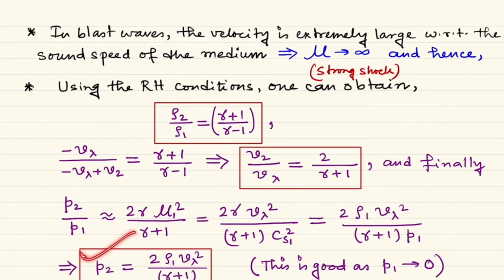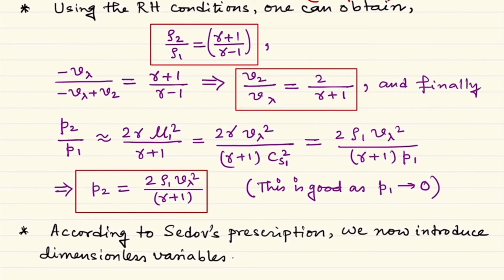So this expression finally gets rid of p1, and this is very good because p1, the pressure of the ambient medium, is negligibly small. So if that is small, then there is no concrete interest to include it. Finally we have p2 in terms of rho 1, v lambda and gamma.